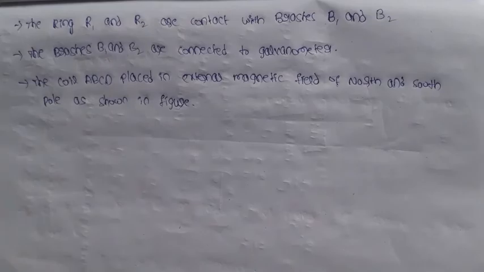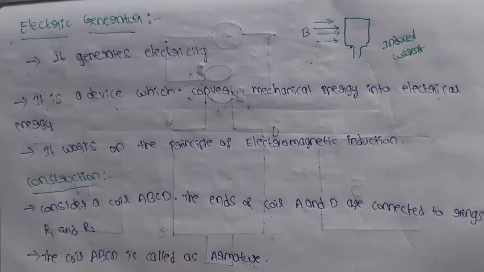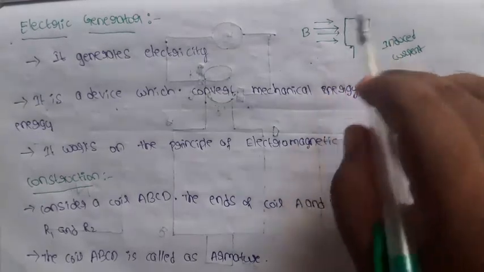Next, working. In the beginning of this class, we already discussed that an electric generator is a device which converts mechanical energy into electrical energy. For this device, we are giving mechanical energy. Mechanical energy here means kinetic energy. When a body has kinetic energy, what do we understand? It is in rotatory motion. Rotatory motion means this coil is in rotation.